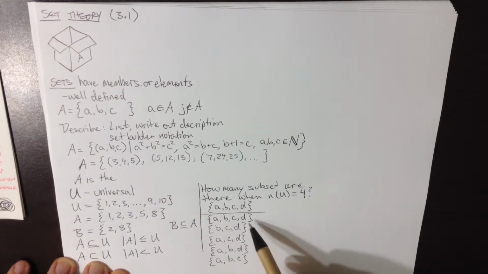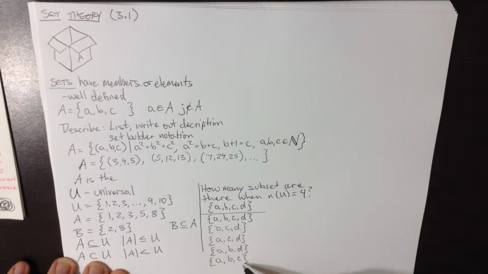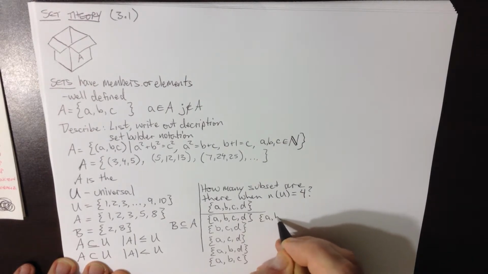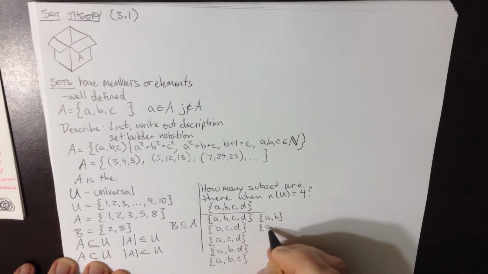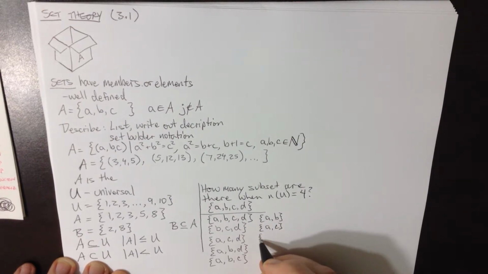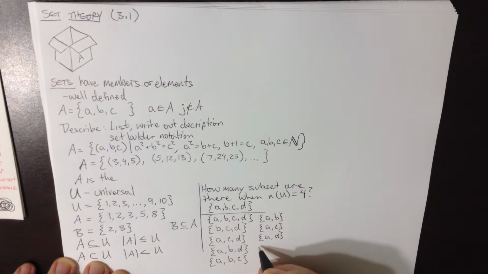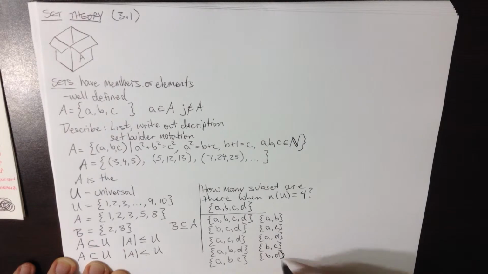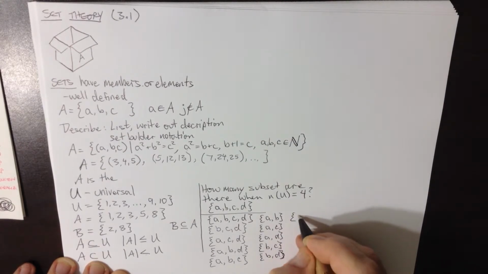Okay? So there's one subset of size 4. There's 4 subsets of size 3. How many subsets would there be of size 2? Well, let's do it this way. Let's go with A, B, A, C, A, D, and then move over to B, B, C, B, D, and then C, D.